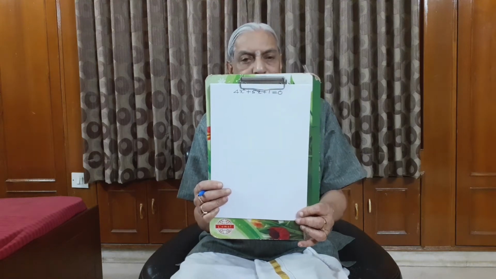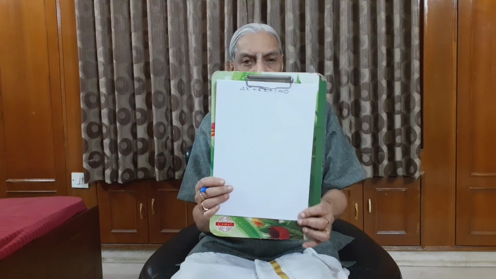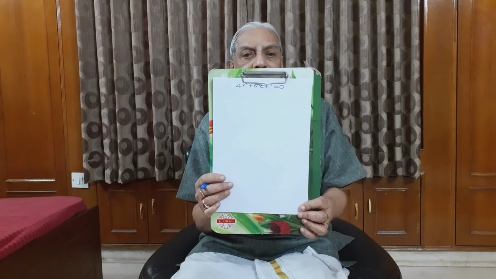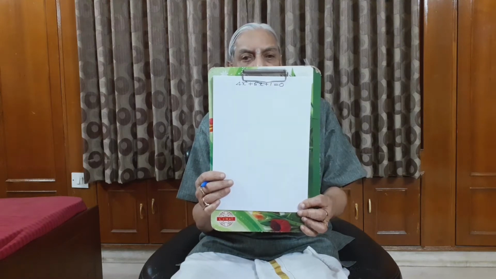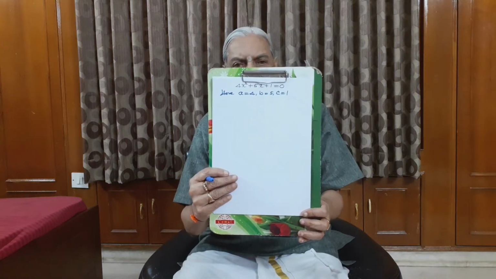What is the first step? We have to find the value of b squared minus 4ac. Before that, we have to analyze the values of a, b and c. So now write down here: a equals 4, b equals 5, c equals 1. I have analyzed the values of a, b and c.